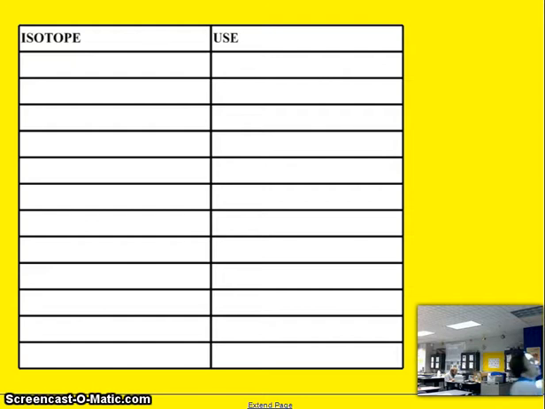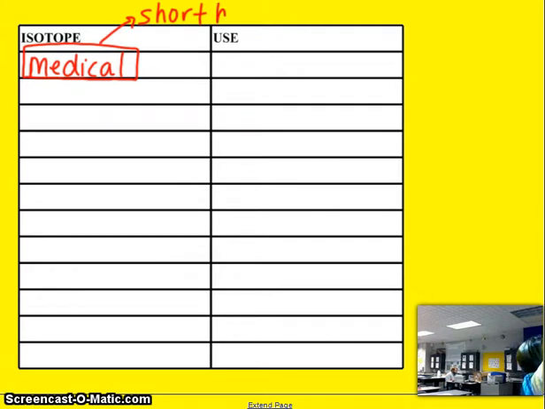Let's talk about medical isotopes first. For something that I would inject into you, if I'm going to inject you with radiation, any medical isotope, I want it to have a short half-life, because the longer the half-life, the longer it stays radioactive. So I want it to decay quickly so that you're not radioactive for a very long time.